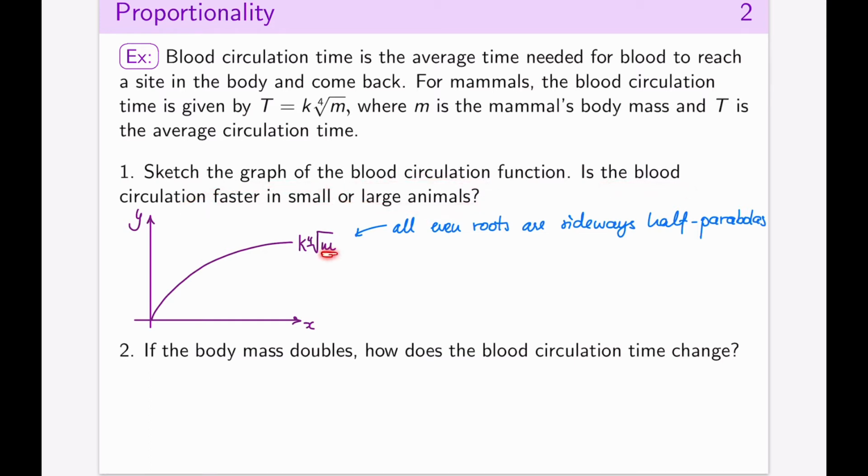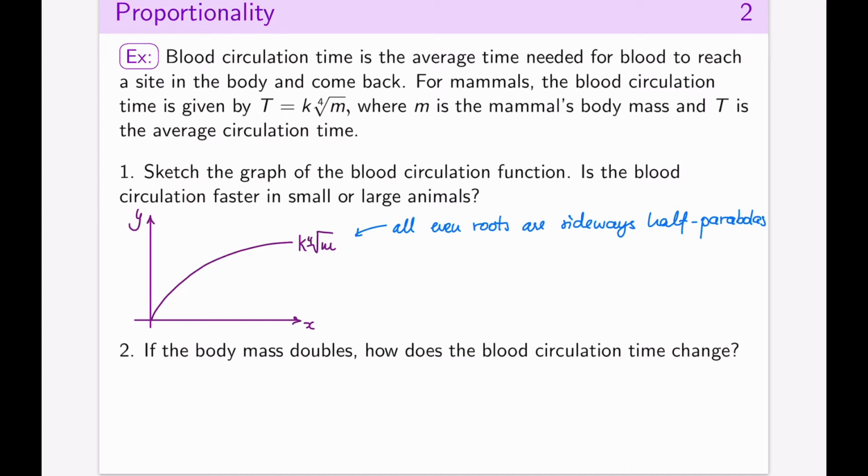Is the blood circulation faster in small or large animals? So remember that this M represents the body mass. So if the mass grows bigger, do we expect the circulation to be faster or slower? Well, as the mass grows bigger, we notice that this graph starts flattening out. In the beginning, it grows quite a bit, and then it starts going slower and slower and slower.